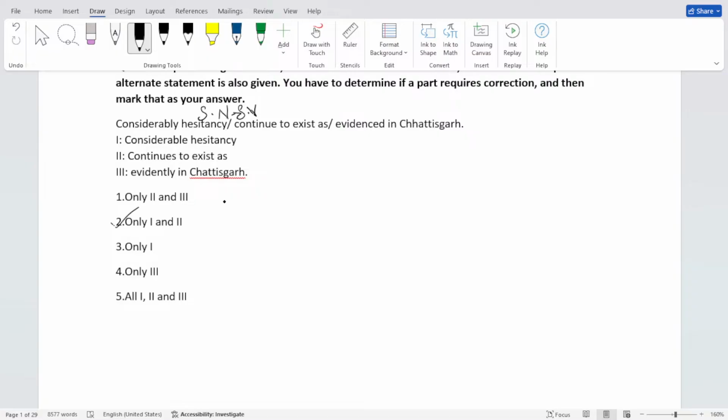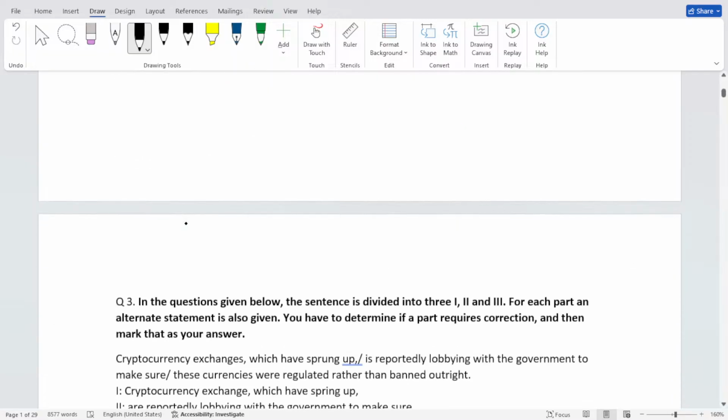Considerable hesitancy. Here nothing is given. The clause is supposed to be connected with "and continues to exist as". Here "continue" is given, so "continues to exist as". So accordingly, the first statement and second statement are the correct answers. Now we will go for the next question.